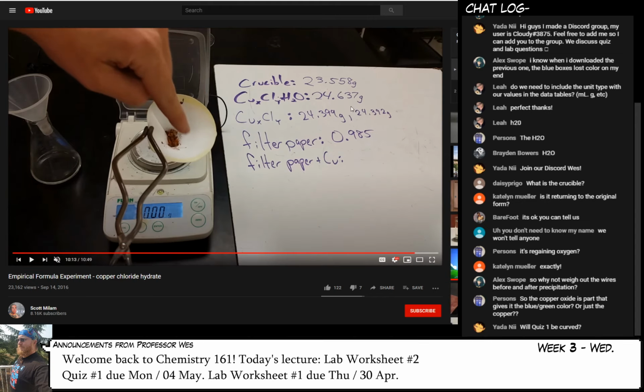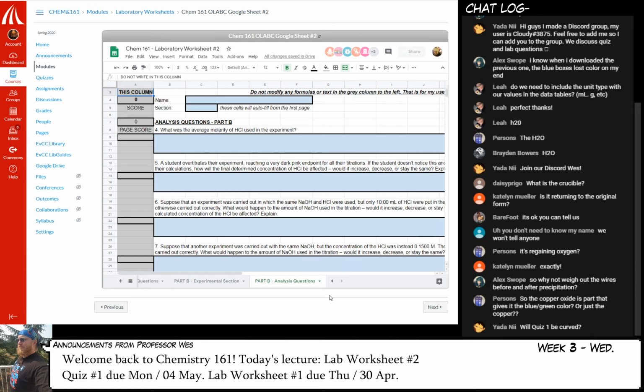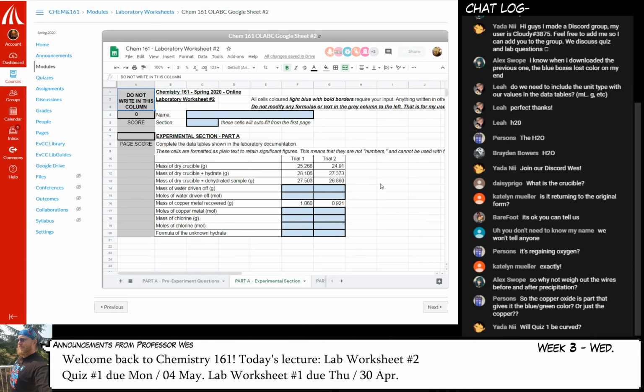You're going to have a bunch of data, and that data is going to look like this. This is B. Hold on. There you go. There's the experiment data. I have done 2 trials. I've reported my numbers here. And so you're going to use this information to figure out the formula of the unknown hydrate by turning stuff into moles. Because remember, moles is what determines ratios.